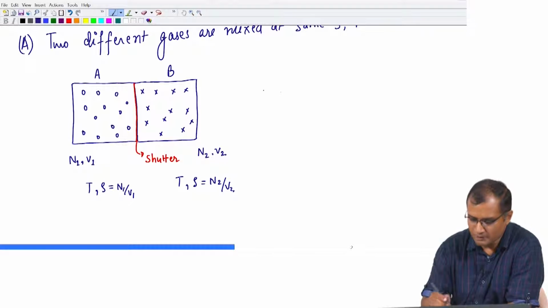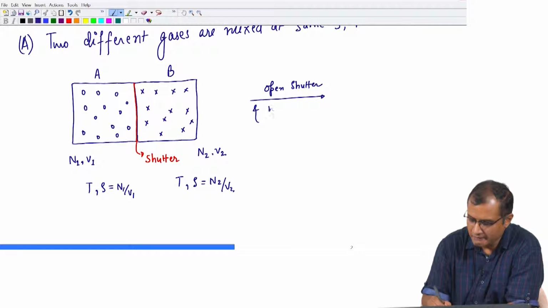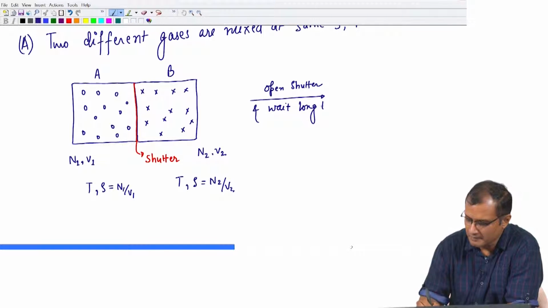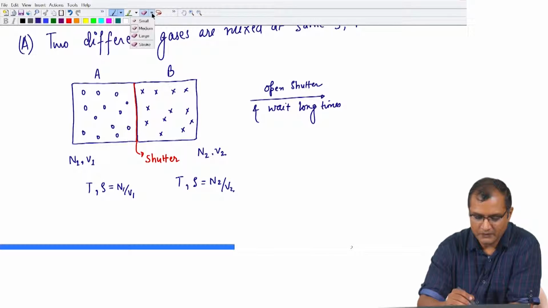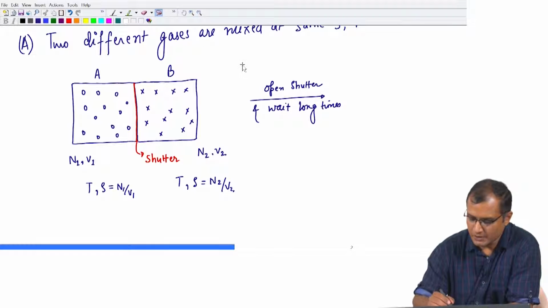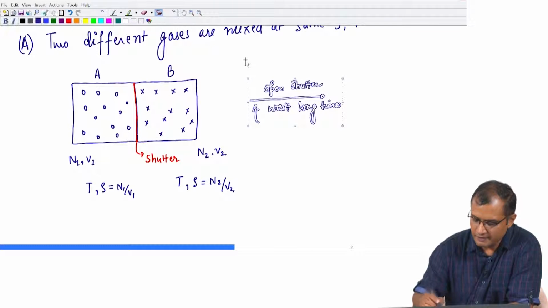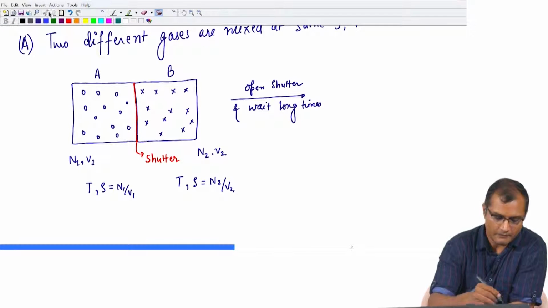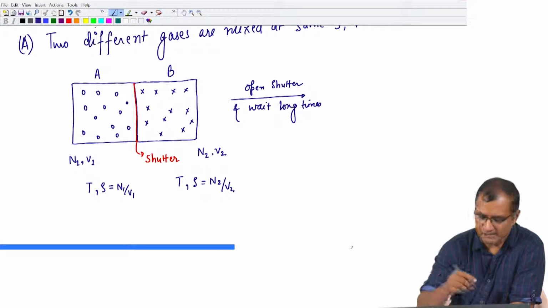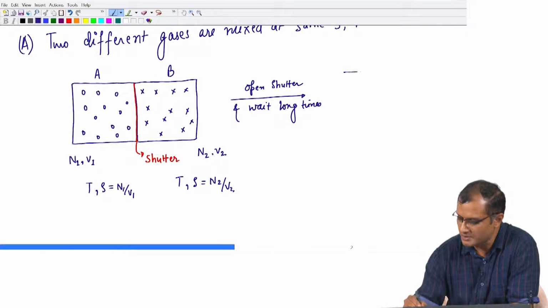So, if you open the shutter and wait for long times, so what do you see? What will you see after you come back? Let us say you go for a cup of coffee and you come back after a long time, what will you see? There are two different gases at identical temperature and density.